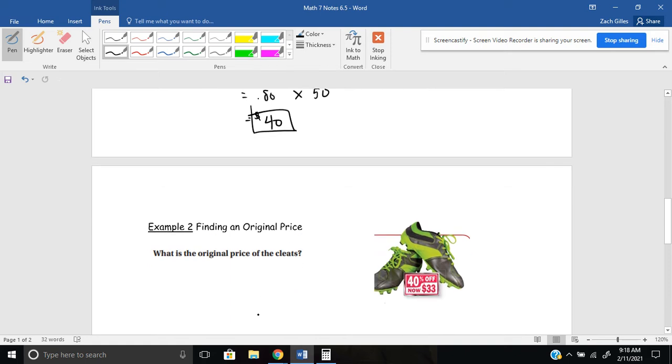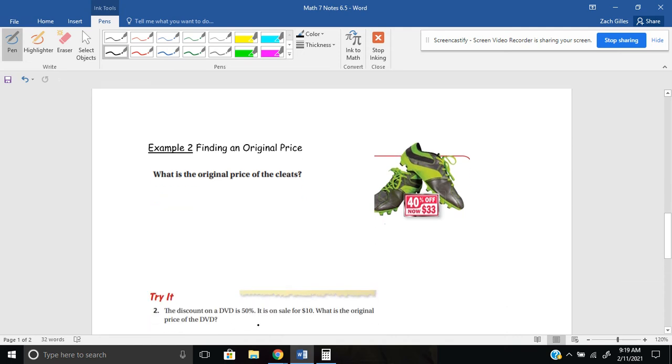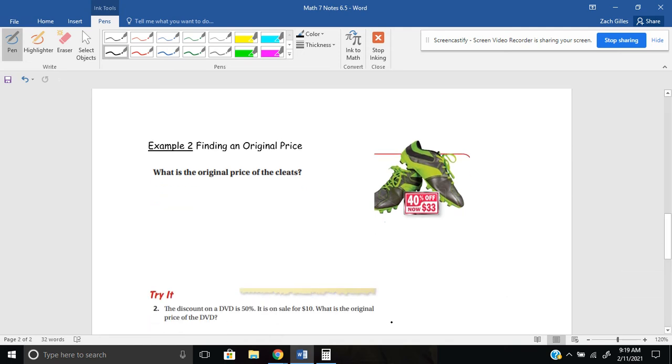All right. Example 2 asks for the original price. Okay, so it tells us that these cleats that we're buying are 40% off of the original. And now we're only paying $33. How can we find the original price? Okay, well, let's think about it this way.